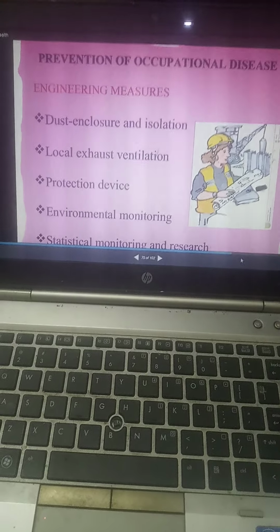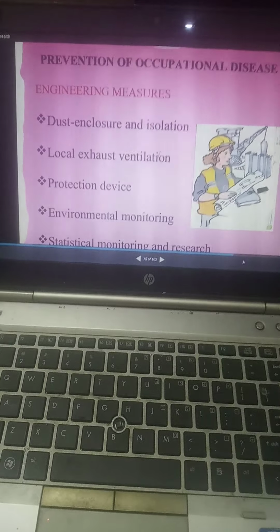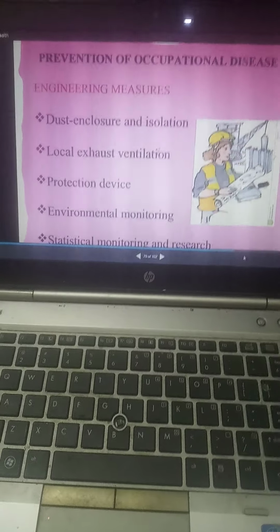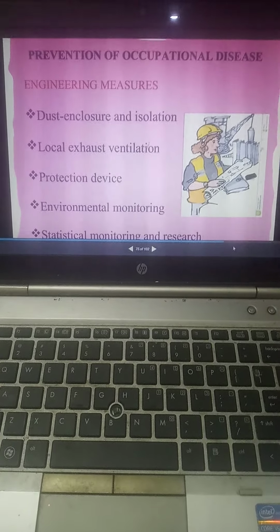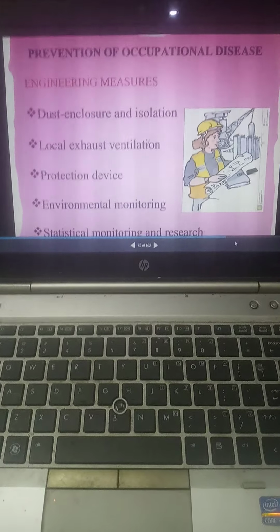Enclosing harmful materials and processes will prevent escape of dust and fumes into the factory and atmosphere. For example, grinding machinery can be completely enclosed. Such enclosed units are generally combined with exhaust ventilation.